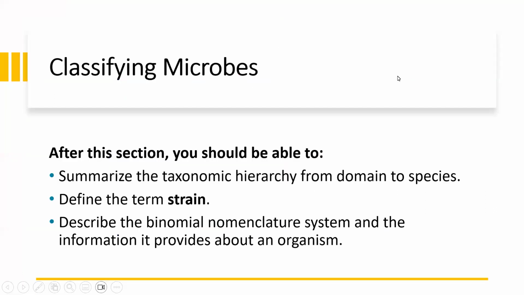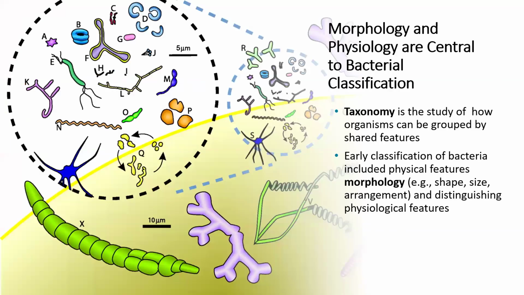After this section, you should be able to summarize the taxonomic hierarchy from domain to species, define the term strain, and describe the binomial nomenclature system and the information it provides about an organism. And so real quick, morphology and physiology are two of the primary ways that bacteria have been classified.